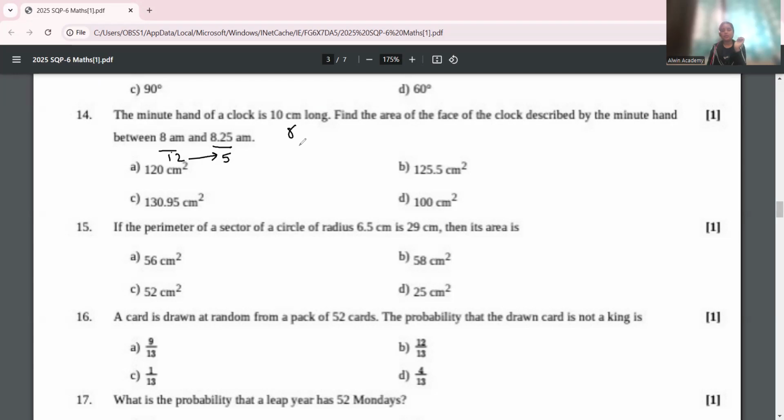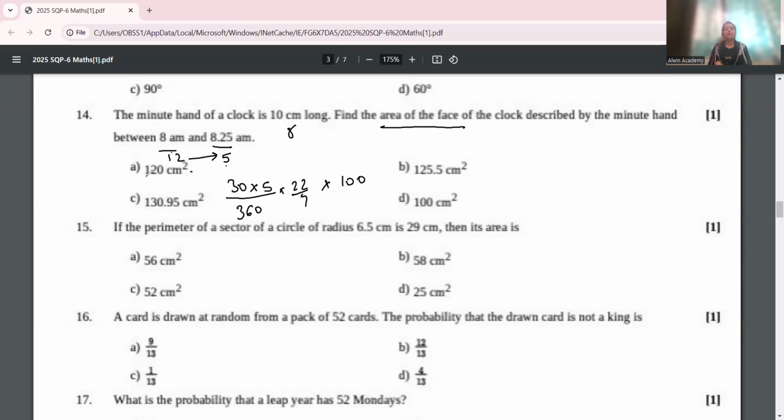And if we calculate the angle by which it has moved, we get that for each of those blocks, it is a 30-degree shift. From 12 to 1, the minute hand moves by 30 degrees. So from 12 to 5, it will move by 30 times 5, that's 150 degree. So this is the angle value of theta for us, and we have to find the area of the face of the clock described, which basically means we have to find the area of sector. So theta by 360 into pi r square, that's 10 square, which is 100.